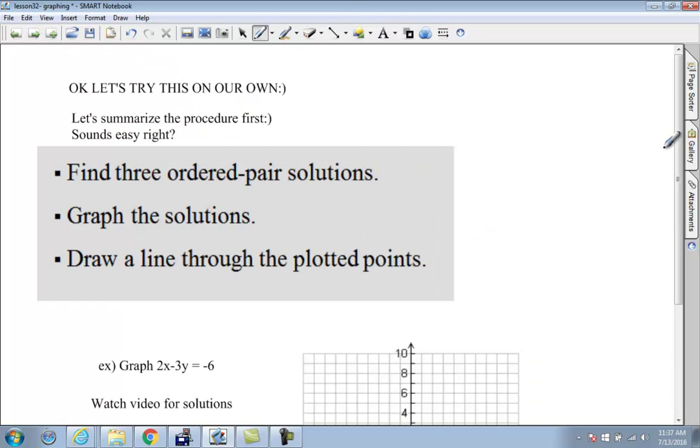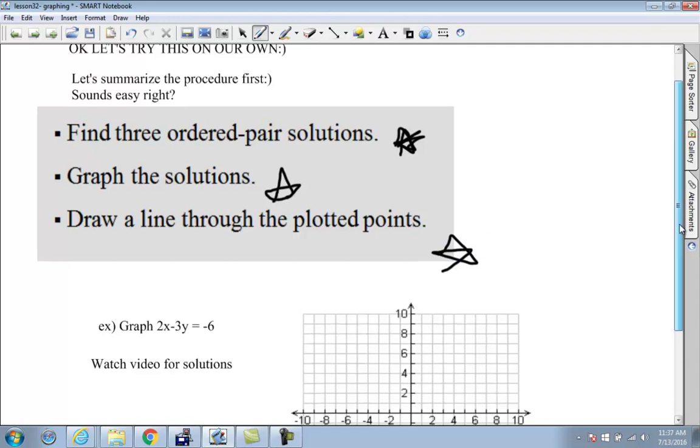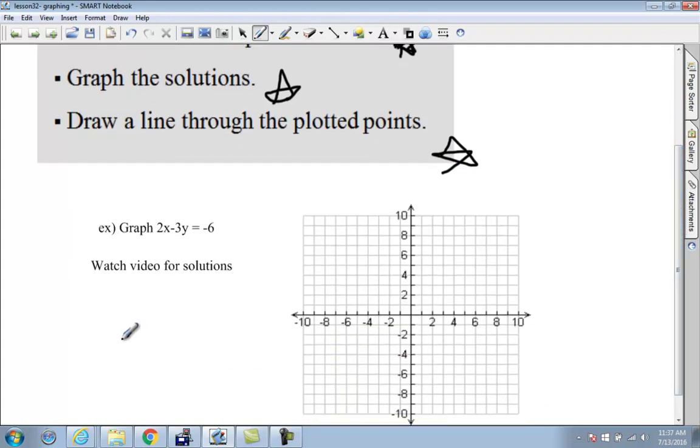Let's go a little further. Try some of this on our own. Let's summarize the procedure for graphing a linear equation in two variables. First, you find three ordered pair solutions. Then graph the solutions, connect the dots, and draw a line through the plotted points. Sounds easy enough. Let's try. So 2x minus 3y equals negative 6. I always just like to kind of organize my thoughts in a little, some people call it a t-table, because it kind of looks like a t.